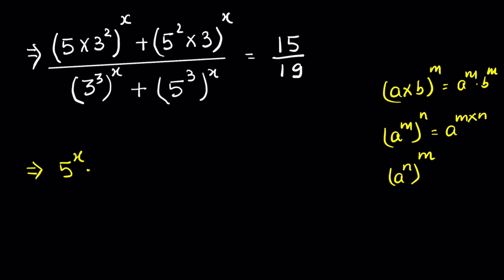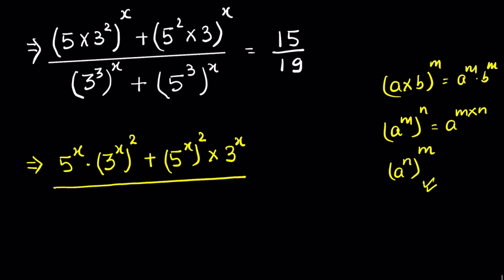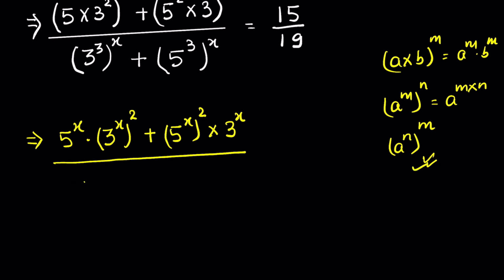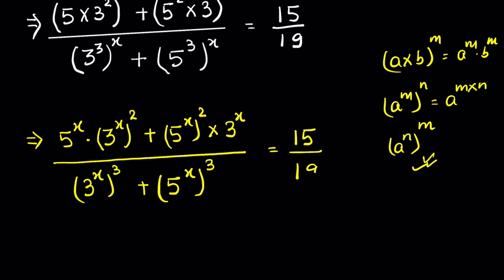So at first we will use this identity and write here 5 raised to the power x times 3 raised to the power 2x, and using this identity we can write it as 3 raised to the power x, then whole raised to the power 2, plus 5 raised to the power x whole raised to the power 2 times 3 raised to the power x, upon, again using this identity, 3 raised to the power x whole raised to the power 3 plus 5 raised to the power x whole raised to the power 3 is equal to 15 upon 19.